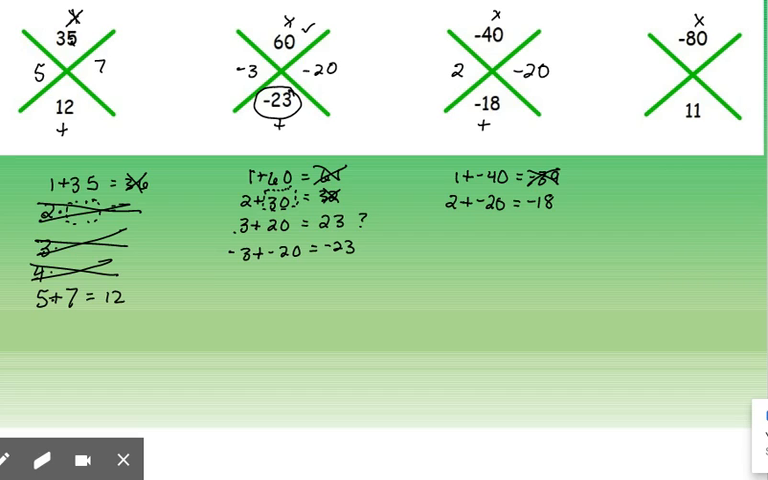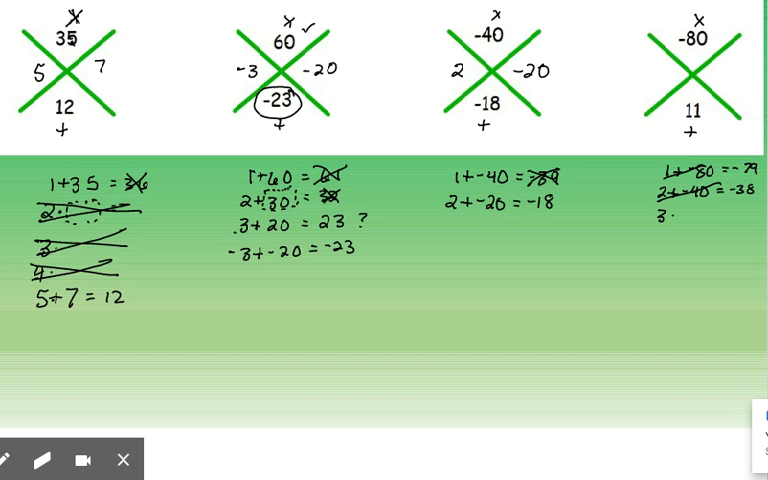Multiplies to be negative 80, adds up to be 11. So let's start. 1 times negative 80 is negative 80. But if I add that, I get negative 79. Not it. 2. Negative 80 divided by 2 is negative 40. It multiplies to negative 80, but that adds up to be negative 38. So that's not it. 3.